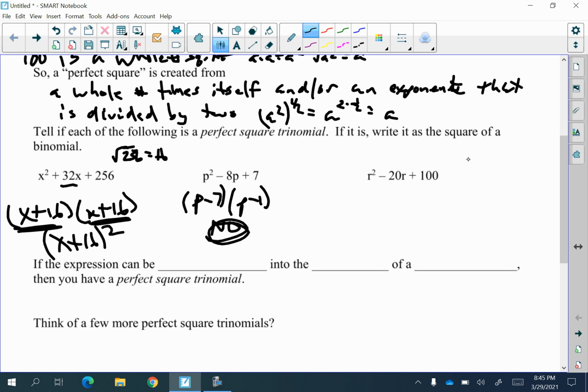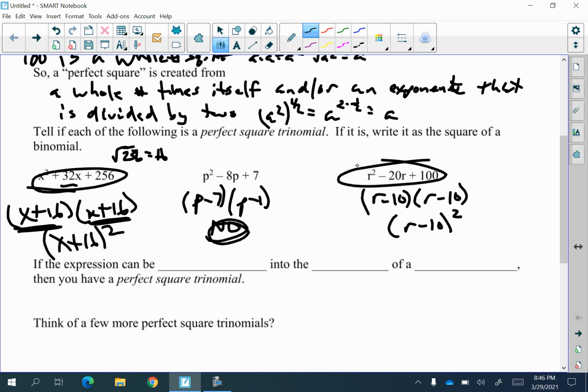Well, negative 10 times negative 10 adds up to negative 20. So that's r minus 10 times r minus 10. These are the same binomials, so this can be written as r minus 10 squared. So these two here are perfect square trinomials. The one in the middle is not. Okay? So if the expression can be factored into the square of a binomial, then you have a perfect square trinomial.